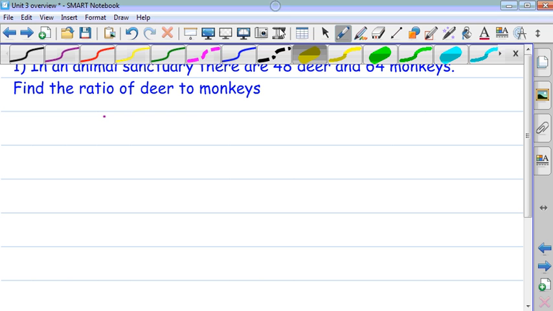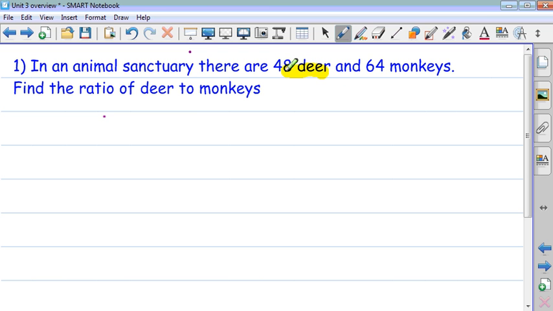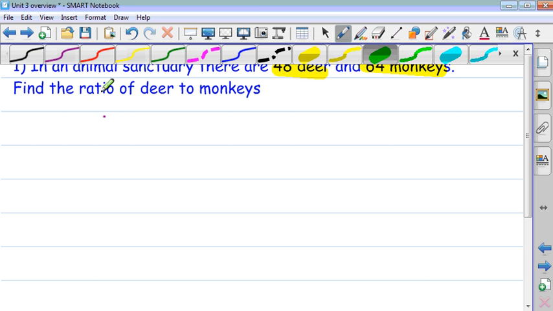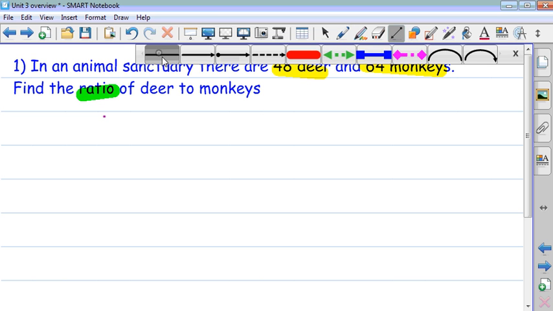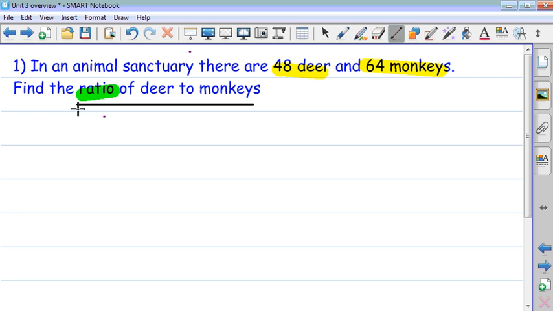Right now, I see 2 things that we need to highlight. 48 deer and 64 monkeys. Find the ratio, which is a number or math verb that I need you guys to box in. Find the ratio of deer to monkeys. And I need you guys to underline the question. So again, we're doing CUBES. And the yellow part is what we circle. We circle any numbers that we need.